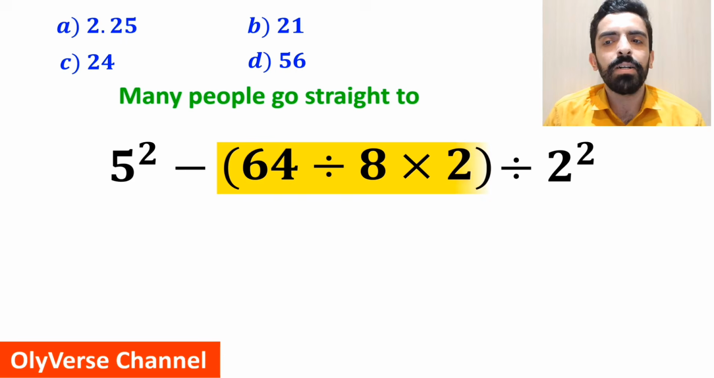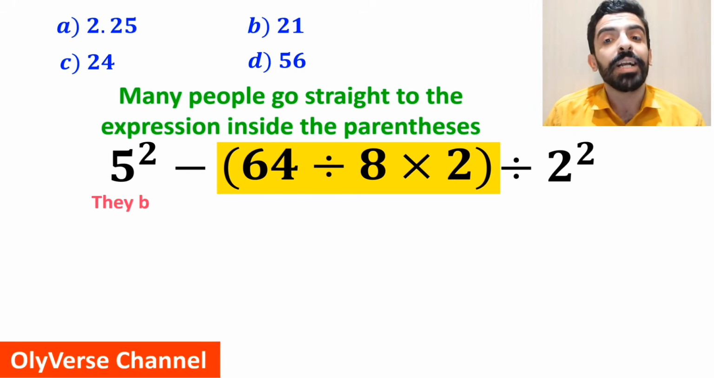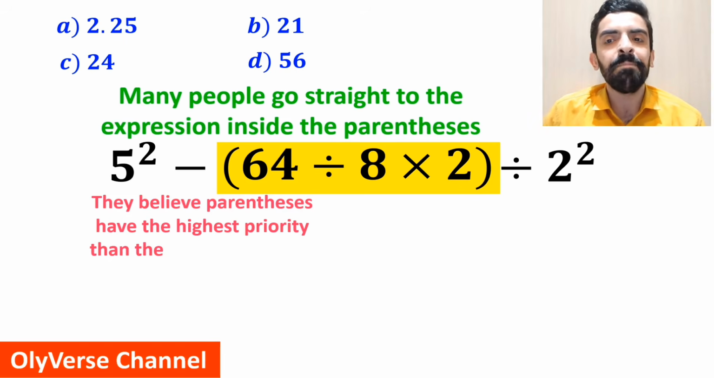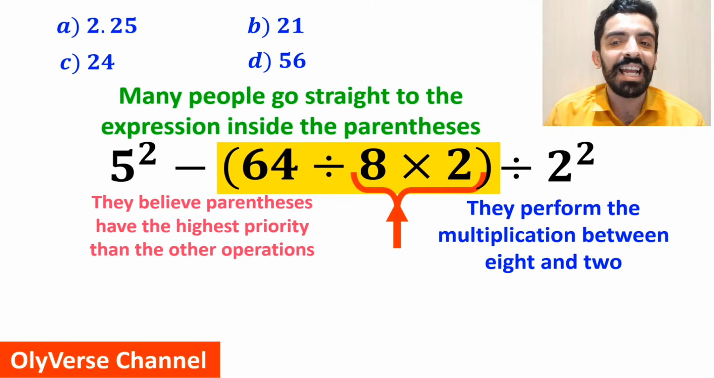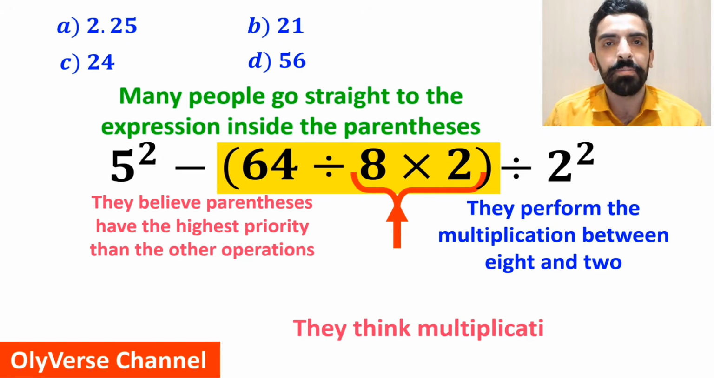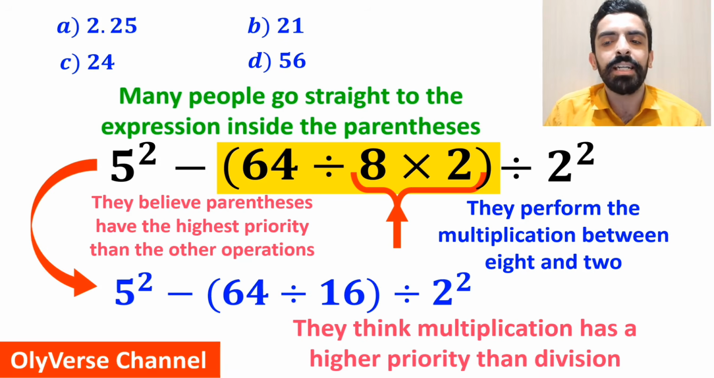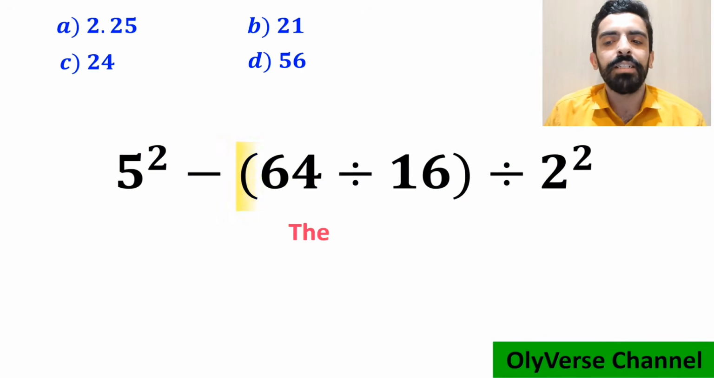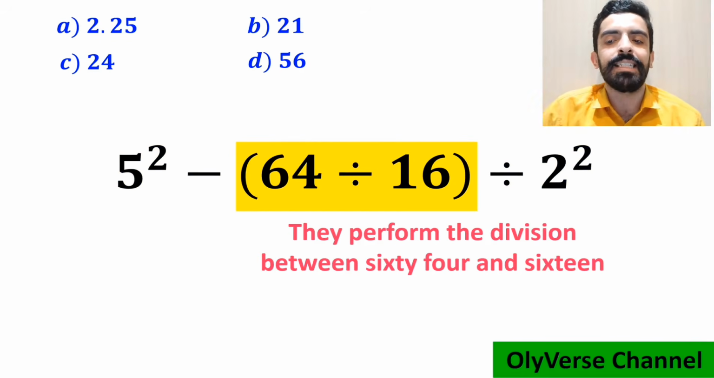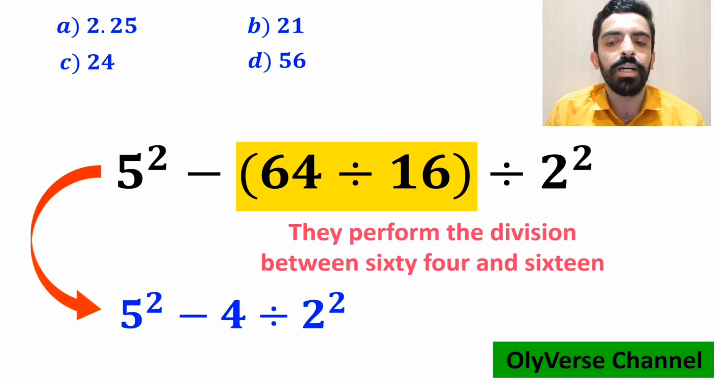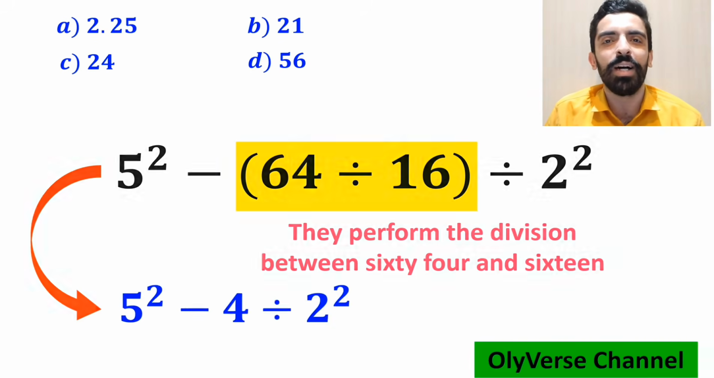At the beginning, many people go straight to the expression inside the parentheses because they believe parentheses have a higher priority than the other operations. And they immediately perform the multiplication between 8 and 2 because they think multiplication has a higher priority than division. So, they simplify this expression and write it as 5 squared minus 64 divided by 16 inside the parentheses, then divided by 2 squared. And the next step, they move on to the division between 64 and 16 and replace this expression with 5 squared minus 4 divided by 2 squared.